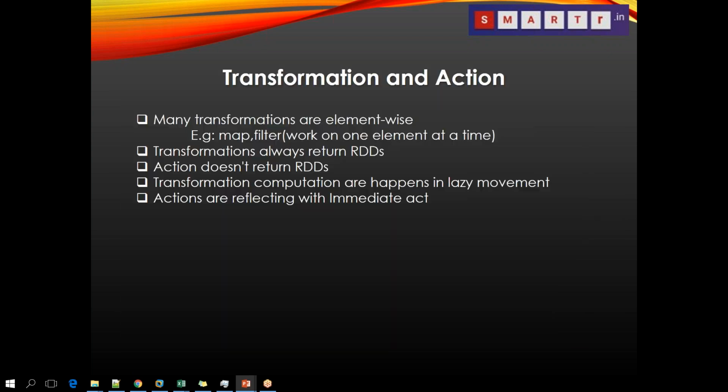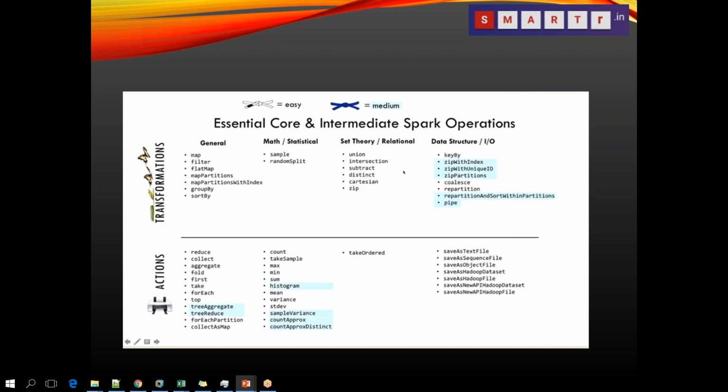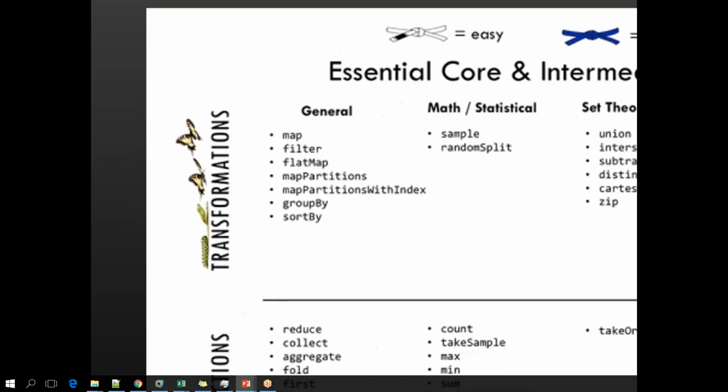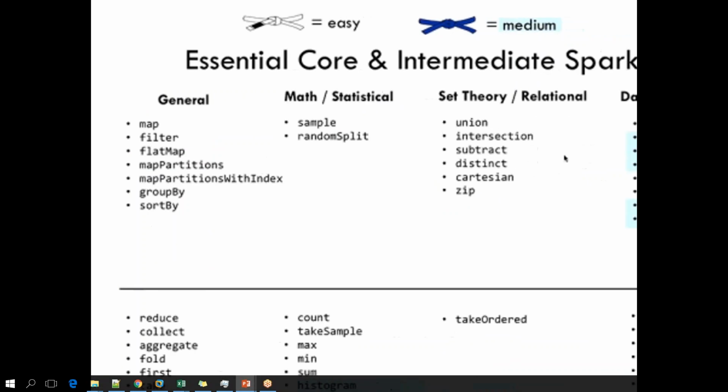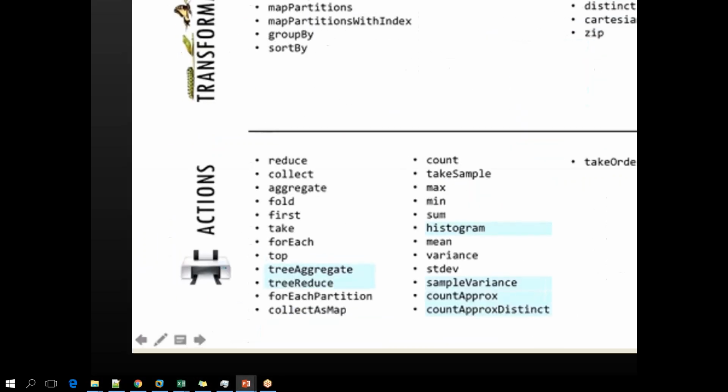Transformations and actions: simply identify whether you are getting a new RDD in return. If so, that is called a transformation. If you are not getting a new RDD in return, that is not a transformation, that is called an action. That is the main difference. Don't get confused this time. We have discussed these before. Transformations are map, filter, flatMap, partition, groupBy, sortBy. Actions are reduce, collect, aggregate, fold, first, take, foreach. Those are all actions.